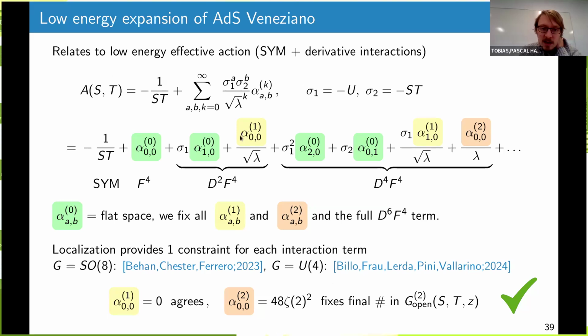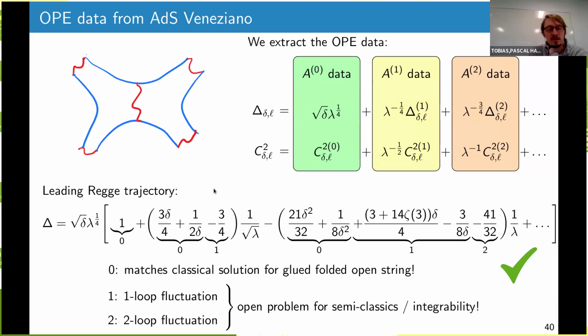And in both cases, our result for A100 agrees, which is that it vanishes. However, for the next interaction, we cannot check because we had this one unfixed coefficient. So we can use this to fix the final coefficient in the second curvature correction. And then we can go to the OPE data.